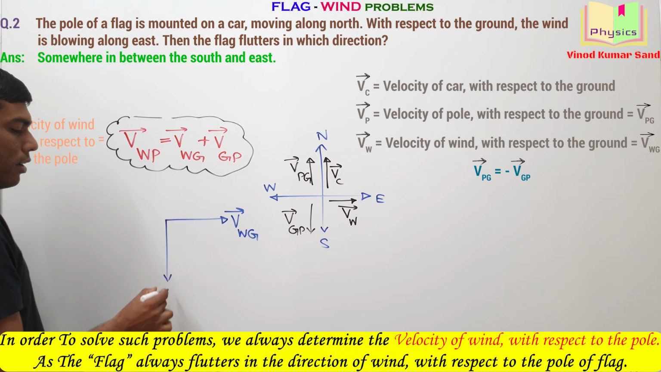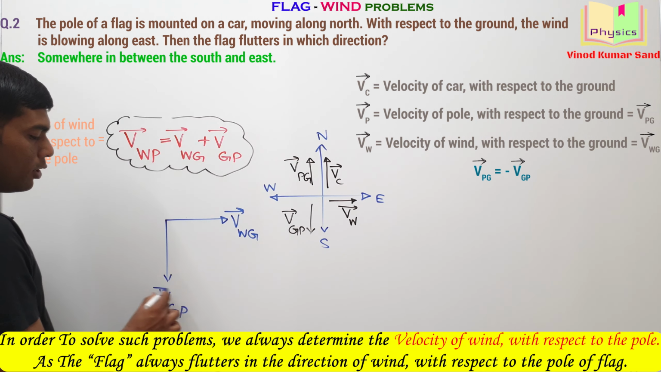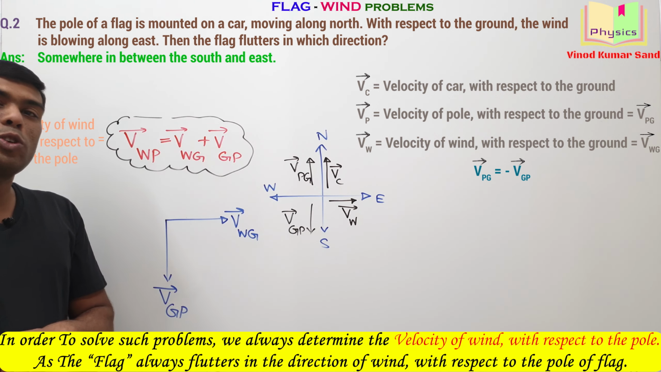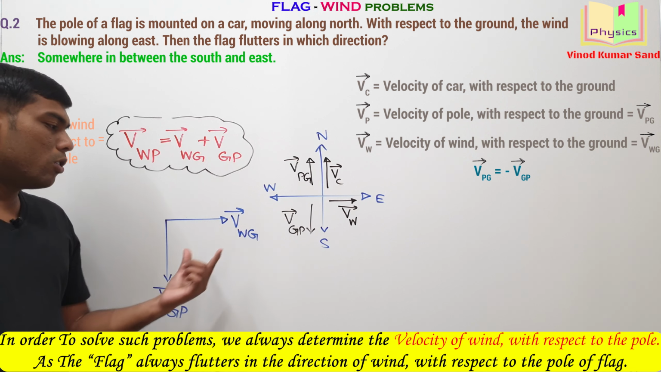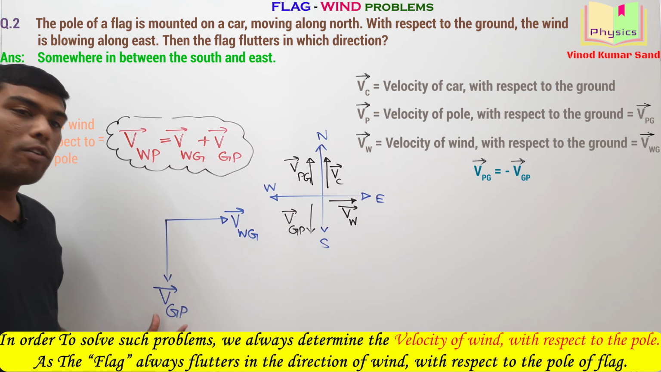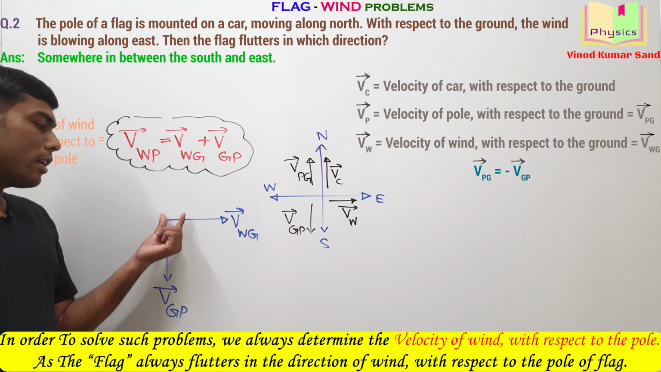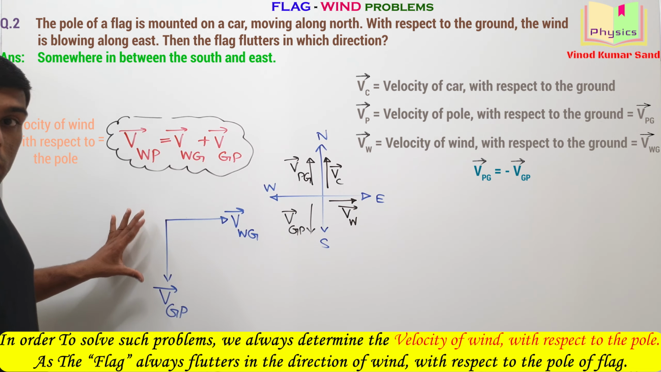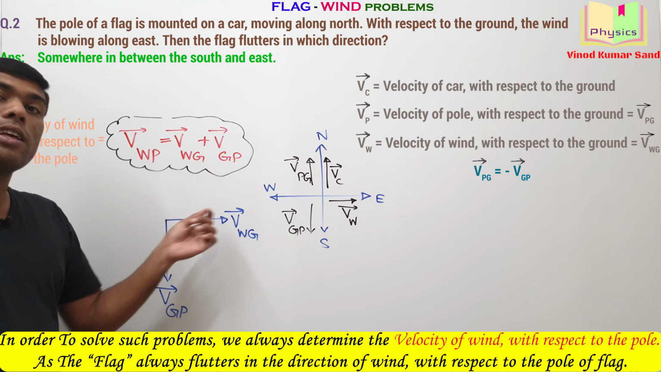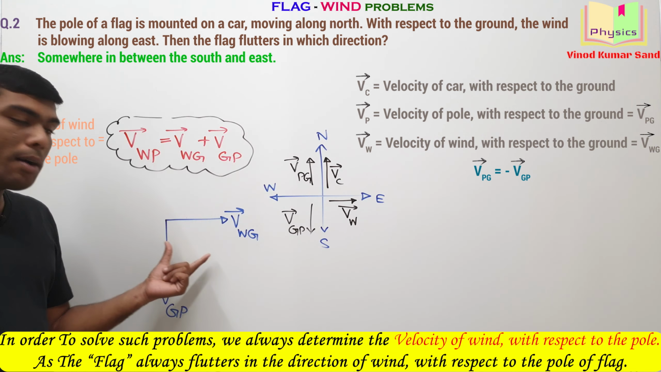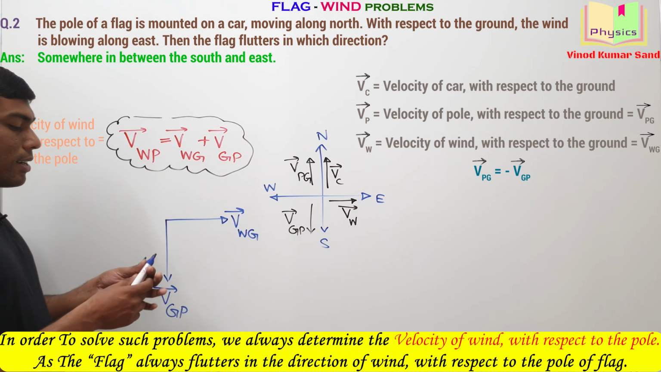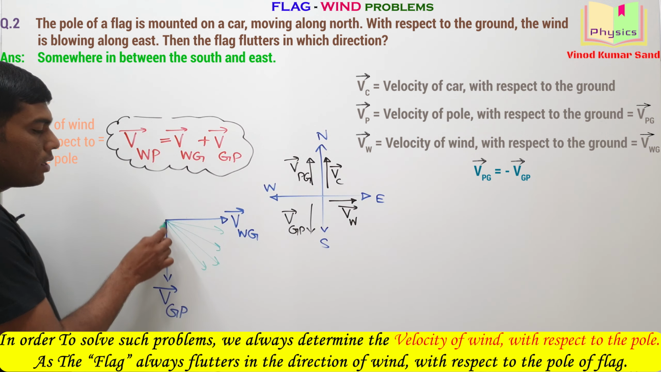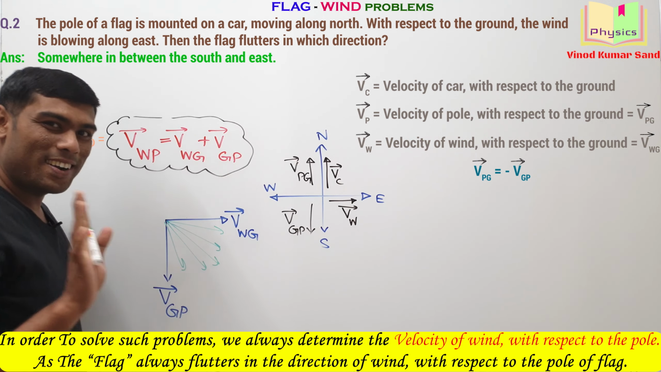Velocity of the ground with respect to the pole should be somewhere here. Now, if we observe the language of the question very carefully, we do not know the magnitudes of these vectors. This vector might have this much length, this might have greater length, or vice versa. This might have smaller length, this might have greater length, they may have equal length. Depending upon their magnitudes, the resultant will lie somewhere in between the south and east direction.